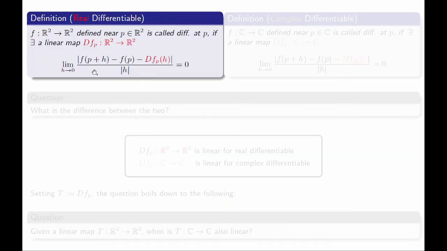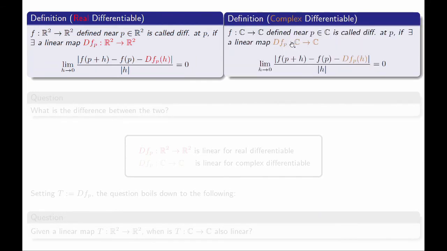So again here, we just repeat the definition of differentiability of a function from R2 to itself, and next to it we put the differentiability of a complex function. So if we have a function that maps C to itself, which is defined near a point P from the complex plane, or from the complex numbers, then it is called differentiable at the point P if there exists a linear map that takes C to itself so that the same quotient limit is equal to 0.